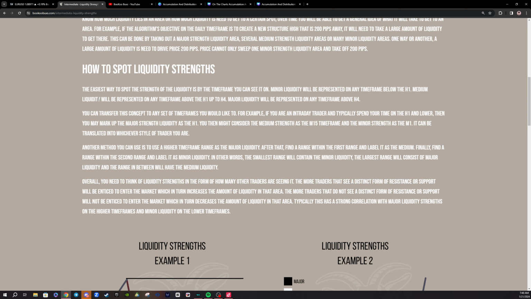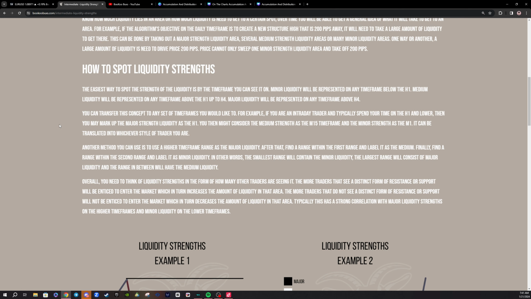For example, if you are an intraday trader and typically spend your time on the H1 and lower, then you may mark up the major strength liquidity areas as the H1. You then might consider the medium strength as the M15 timeframe and the minor strength as the M1. It can be translated into whichever style of trader you are.